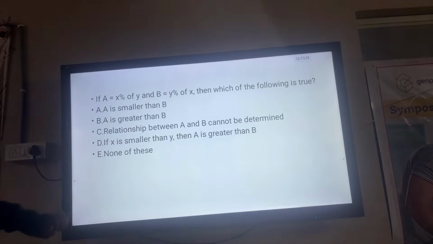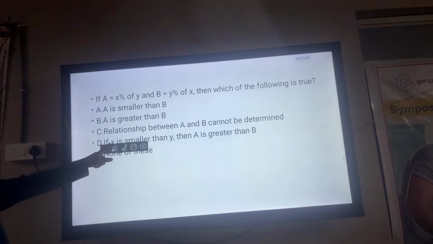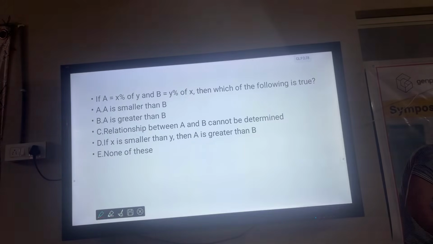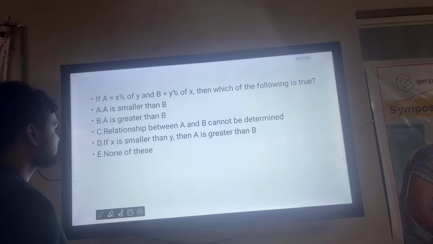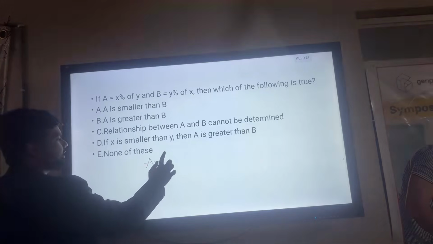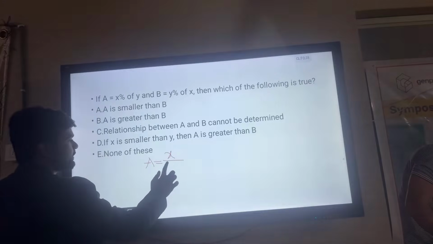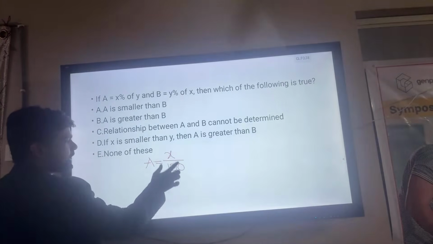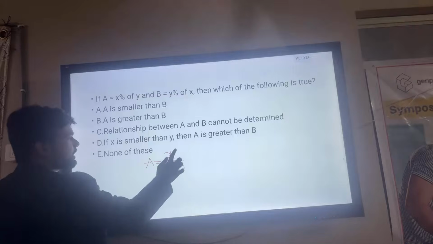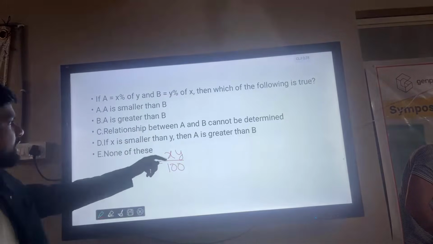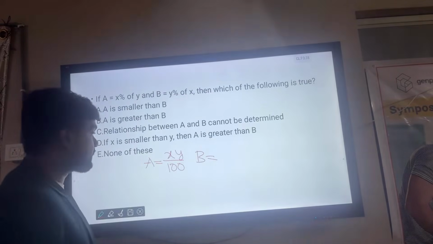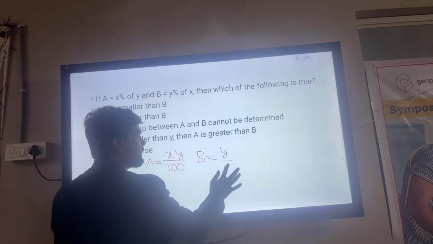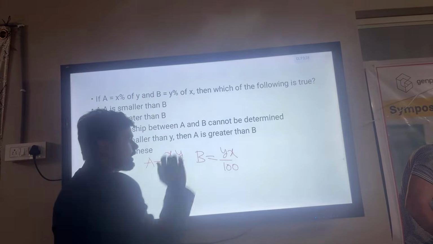Can you answer this one? If A is equal to X percentage of Y, A is equal to what? X percentage of Y is X by 100 into Y, nothing but XY by 100. And B is equal to Y percentage of X, nothing but Y by 100 into X.